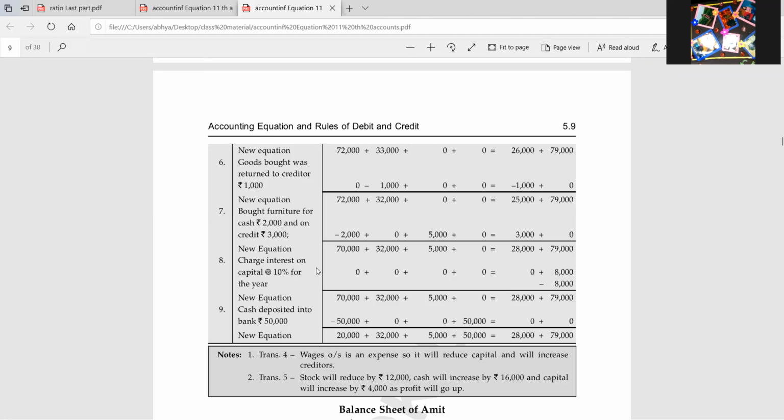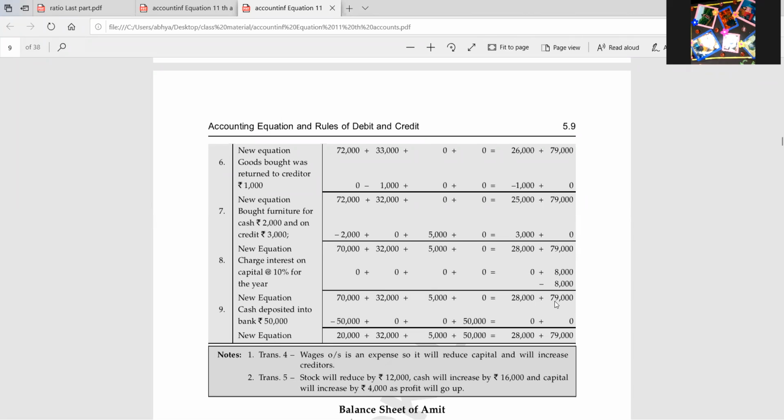Next transaction. So again we have to find out the new equation. Interest on drawing we will talk about later on, when it will come in a question. So 70,000, 32,000, furniture 5,000, bank balance 0, then the creditors 27,000, outstanding expenses 1,000, and the capital 79,000.